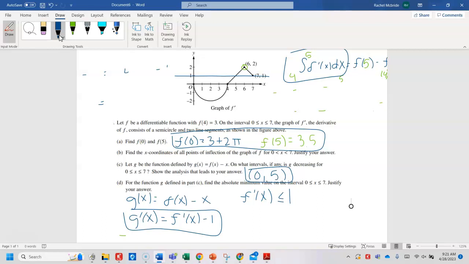You actually could have your justification with respect to f or g. So they also had on there that g prime of x is less than or equal to 0. They also would accept that as a justification.